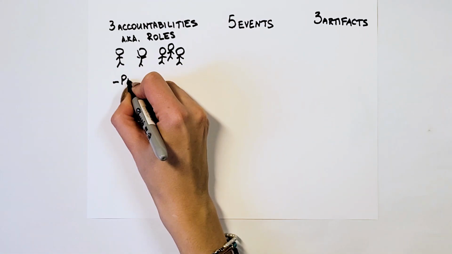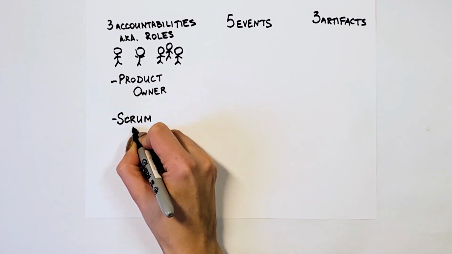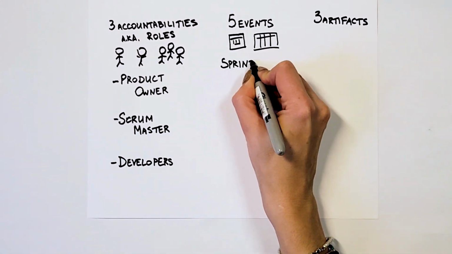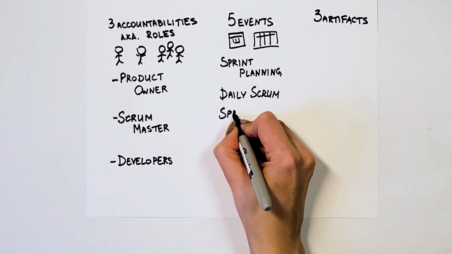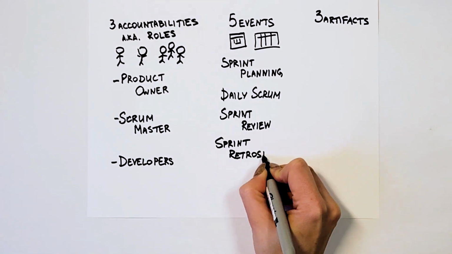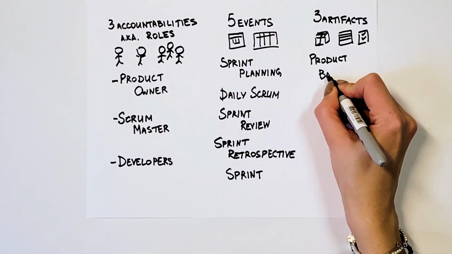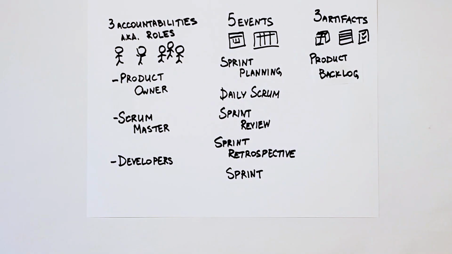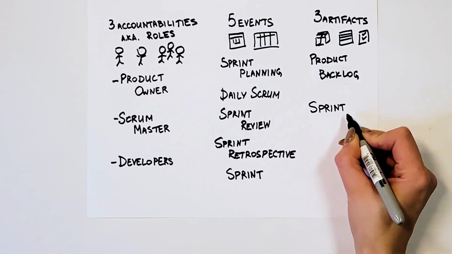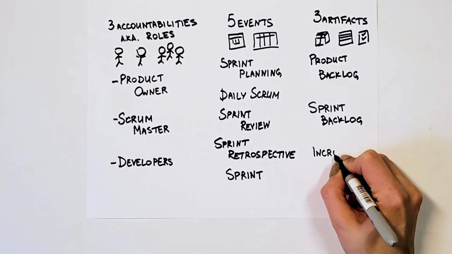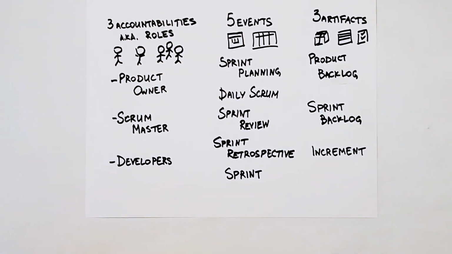What is included in Scrum? Scrum has several must-have elements. There are 3 accountabilities, 5 events, and 3 artifacts with their 3 commitments. Accountabilities include a product owner, Scrum Master, and developers. Events include the sprint planning, the daily Scrum, the sprint review, the sprint retrospective, and the sprint itself. And the artifacts include the product backlog with its commitment to the product goal, the sprint backlog with its commitment to the sprint goal, and the increment with its commitment to the definition of done.